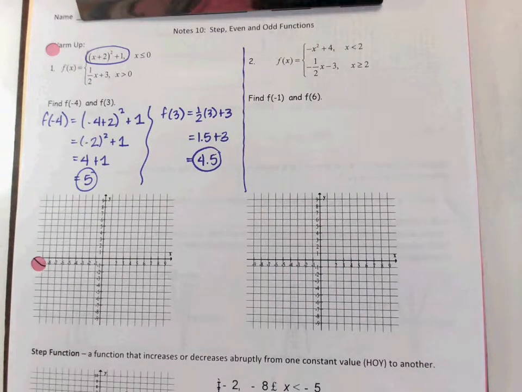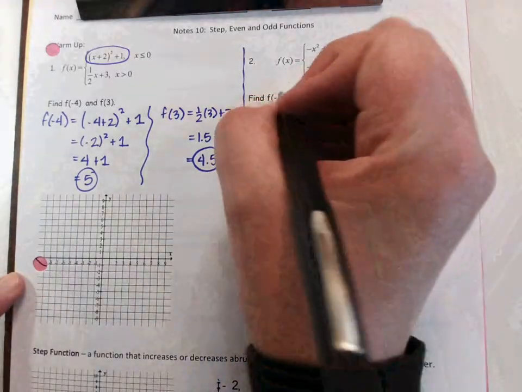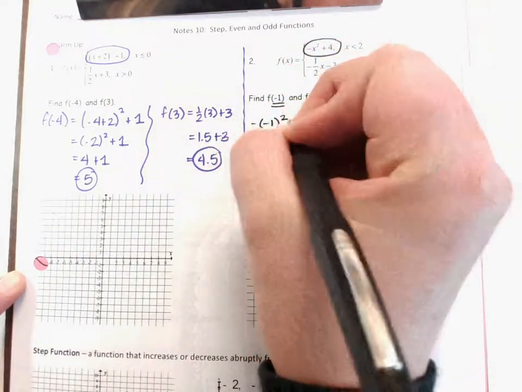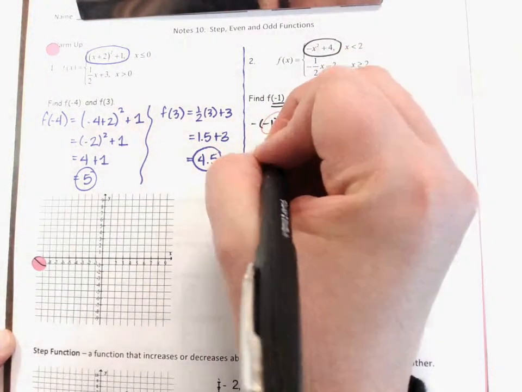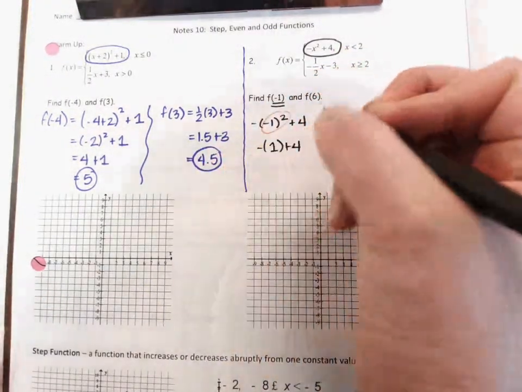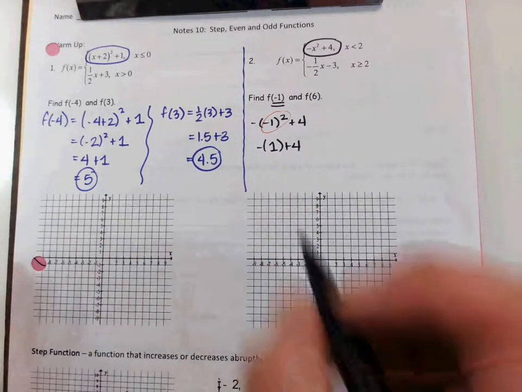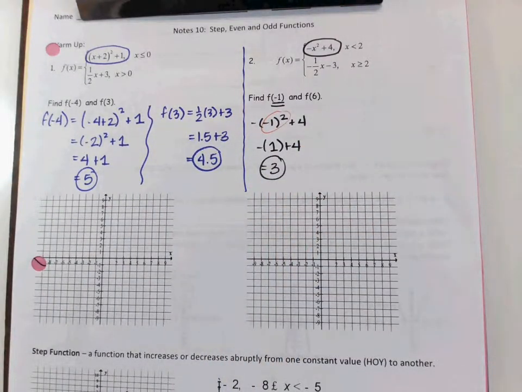We are plugging in 2 numbers again. First number is negative 1. Does negative 1 fit as less than 2 or greater than 2? Less than, so I'm going to plug it in here. Negative 1 squared plus 4. Remember, you have to do your exponent first. So negative 1, when I square it, what do I get? Positive 1. But then I still have a negative in front of that. So it's really a minus 1. Minus 1 plus 4 is 3. Same as 4 minus 1 if you just reverse the order.